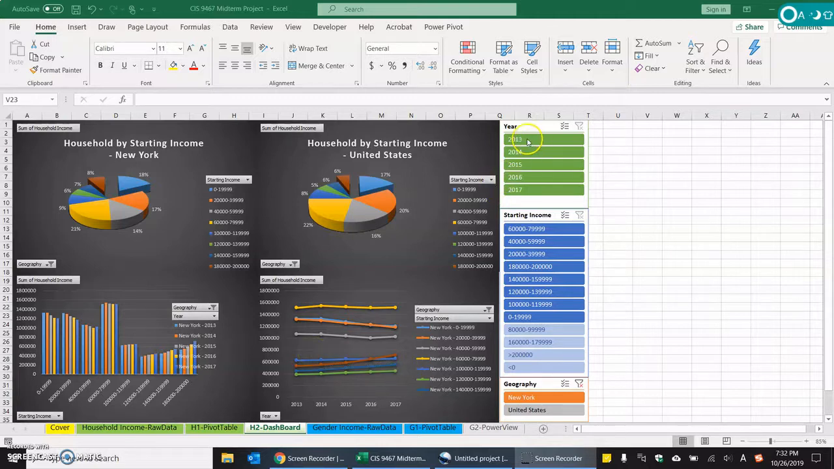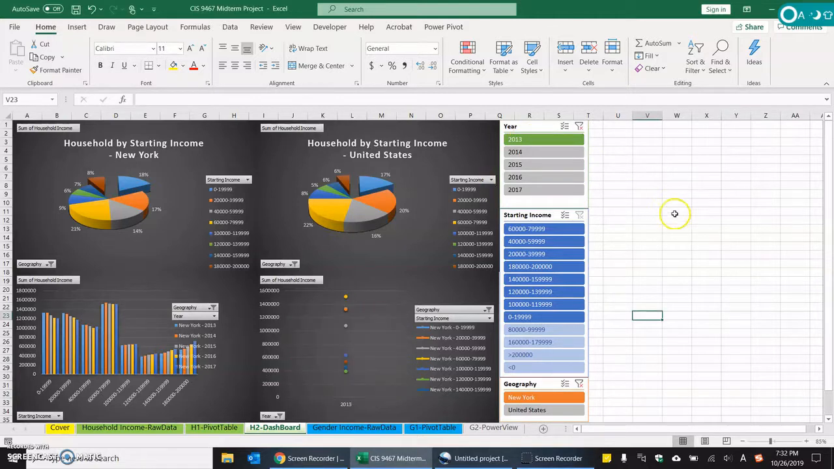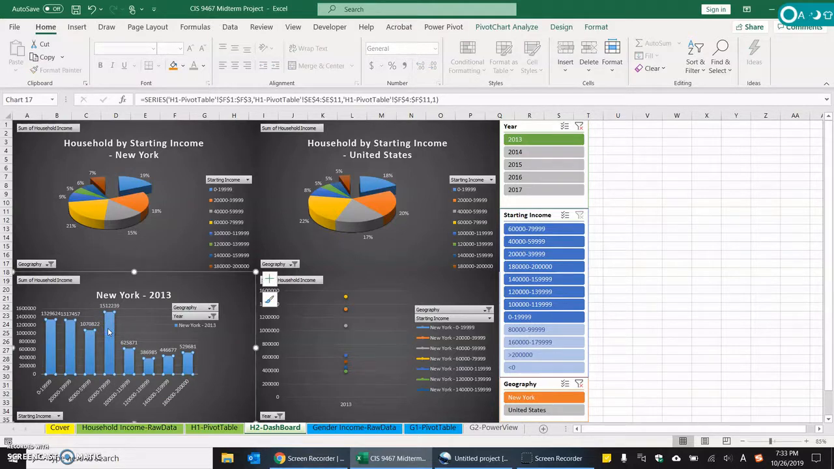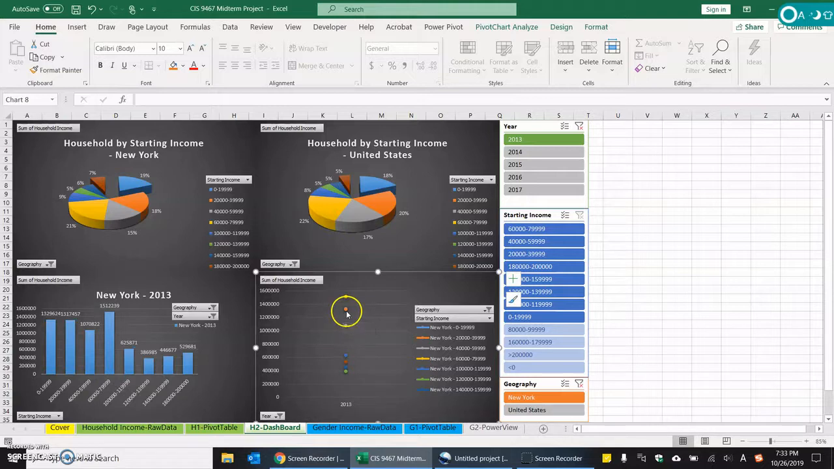Then let's take a look at the two graphs down here. So first, let's change the year to 2013. We can see that here are all the income buckets in 2013, and here's the count of the households in each bucket. However, this graph only has dots because there's no other years available. So let's get back all the years.